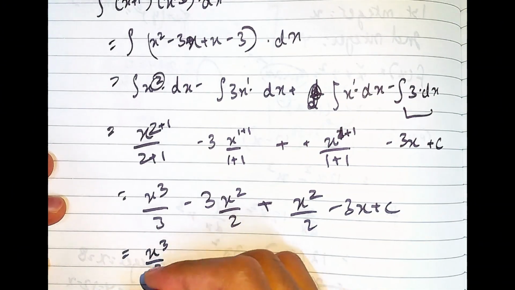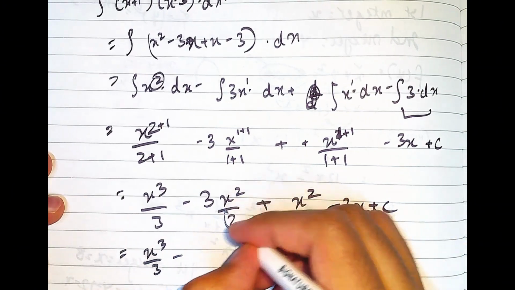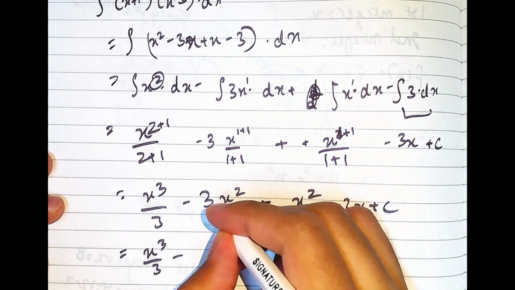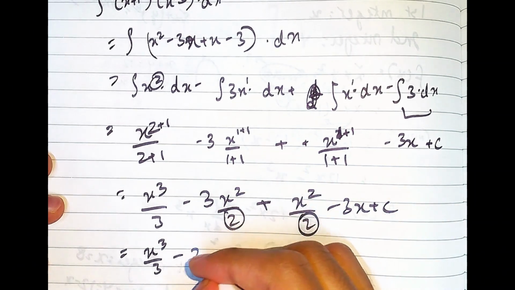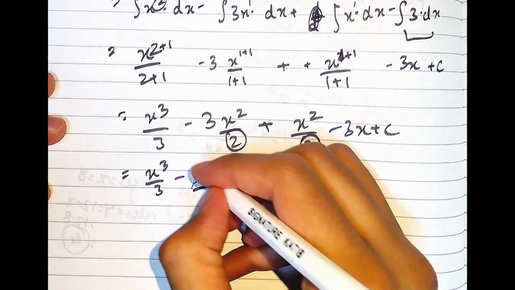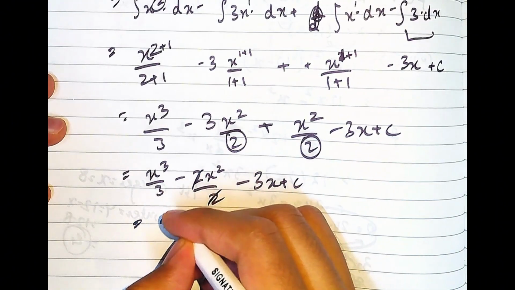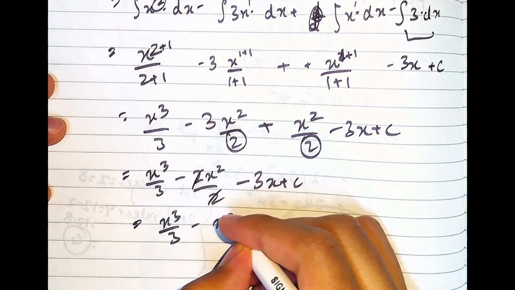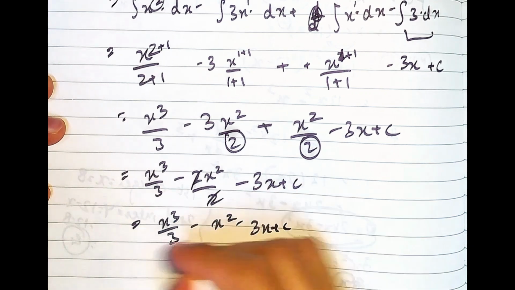x cubed divided by 3, minus, this part can be simplified because these have the same denominators. So negative 3x squared plus x squared will be negative 2x squared divided by 2, minus 3x plus c. So these 2's can be cancelled and we are left with x cubed divided by 3 minus x squared minus 3x plus c. Now let's try one more.